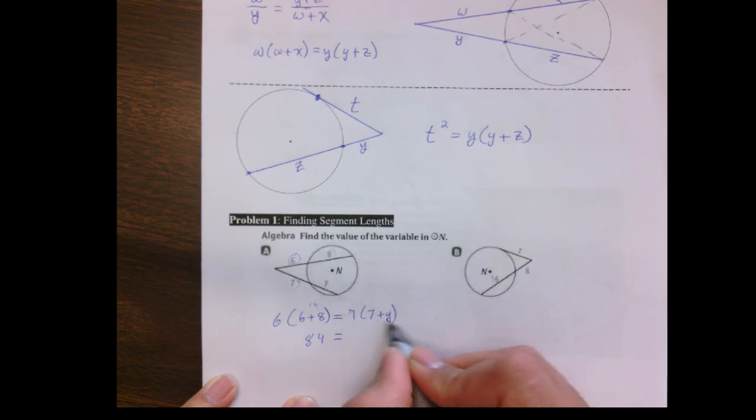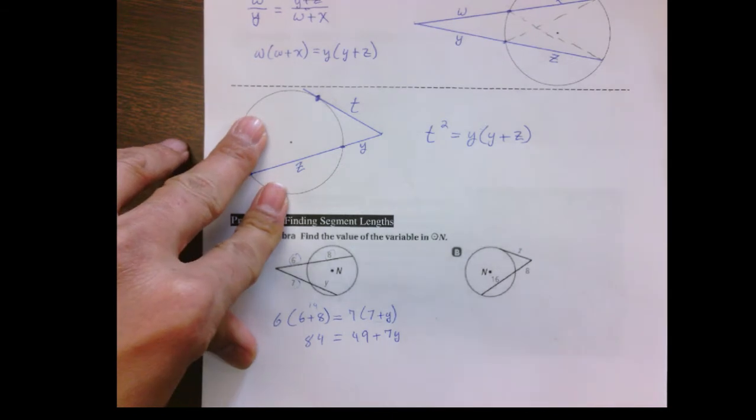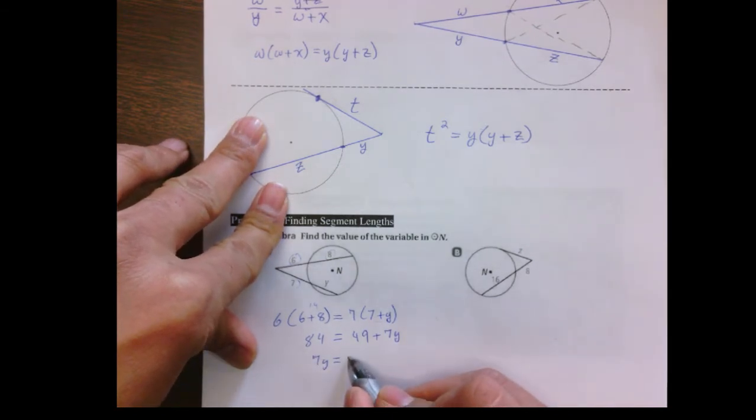Distribute our 7 over here. You get 49 plus 7y. And then if you subtract, you get 7y equals 35. Y equals 5. Cool.